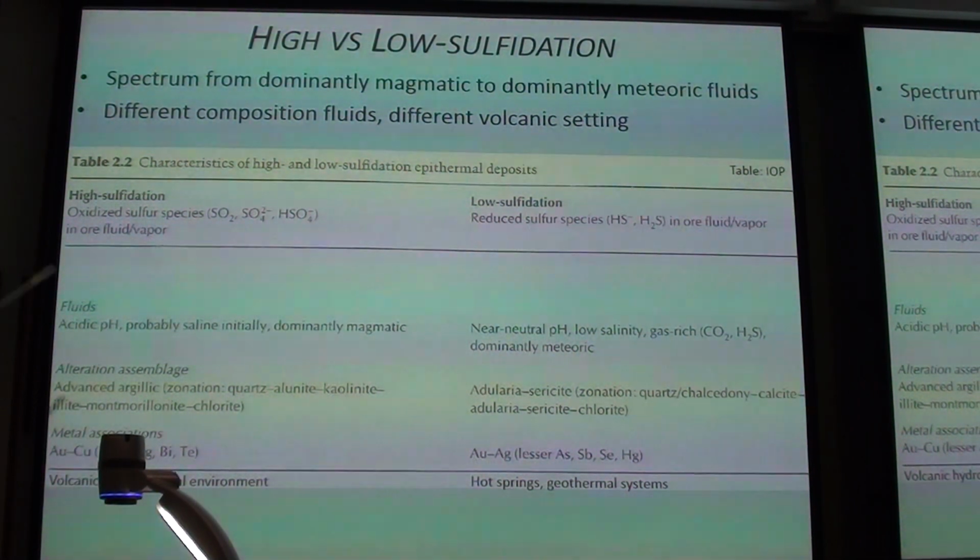Different deposits are related to different alteration assemblages and metal associations, whereas in high sulfidation we might look for gold and copper. In low sulfidation systems we might find more silver, gold. And again, close to a volcanic system we have high sulfidation deposits, and further away in geothermal areas and hot springs we have low sulfidation systems.